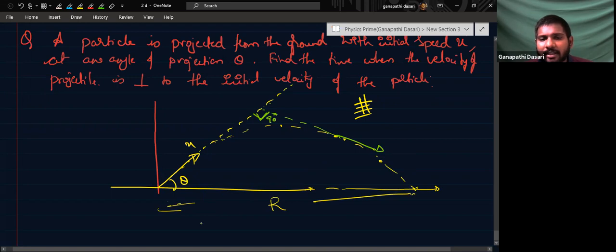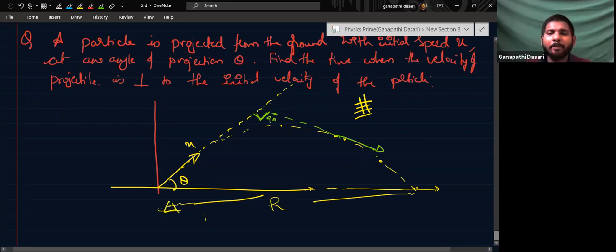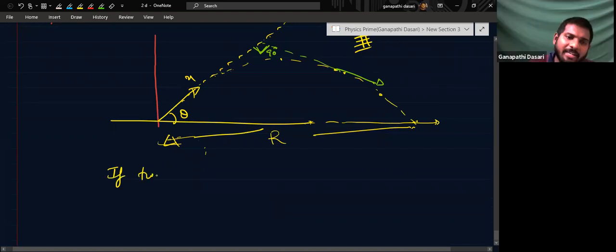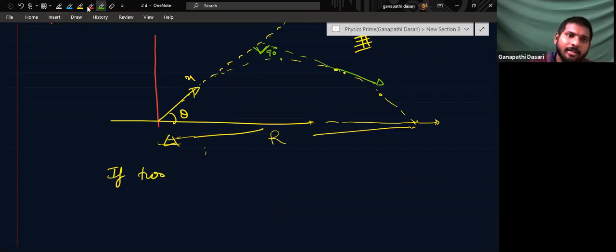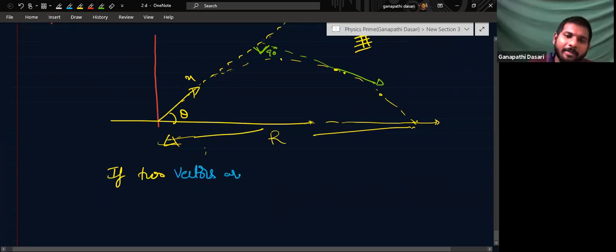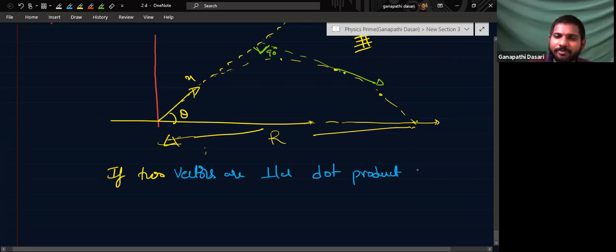In this question, the point is that two vectors are perpendicular. Do you know this point? If two vectors are perpendicular, their dot product is 0. This is a very, very important 5-star point. In maths you remember it, and it is a very important point in physics also.